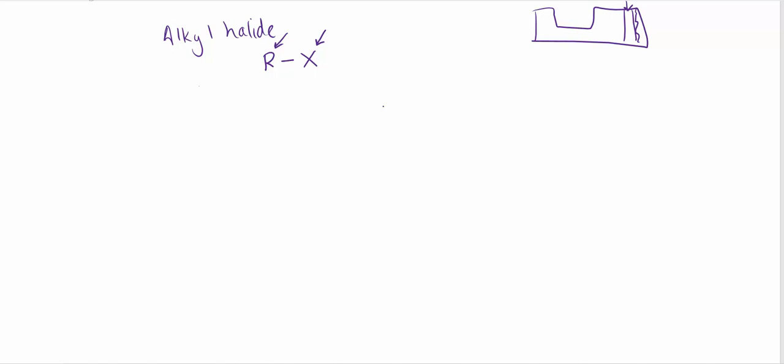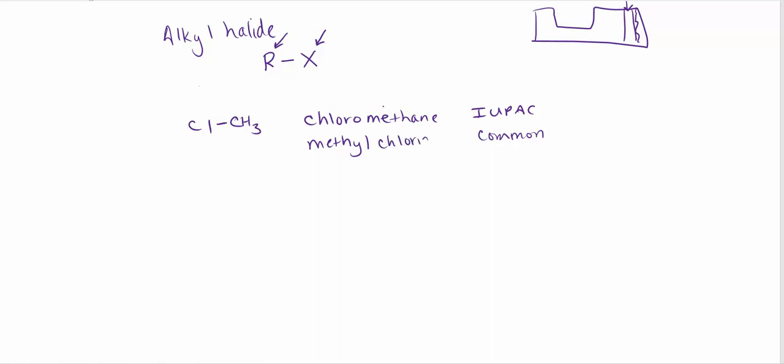Now, when we have an alkyl halide, we'll start with something simple, something like this. We would name this as either chloromethane, and that's what's called the IUPAC name. IUPAC name is the standardized name, or we could use what's called a common name. Not everything has a common name, some things do, but the common name for this would be to name the alkyl group methyl and then put chloride on the end. So chloromethane would be IUPAC, methyl chloride would be common.